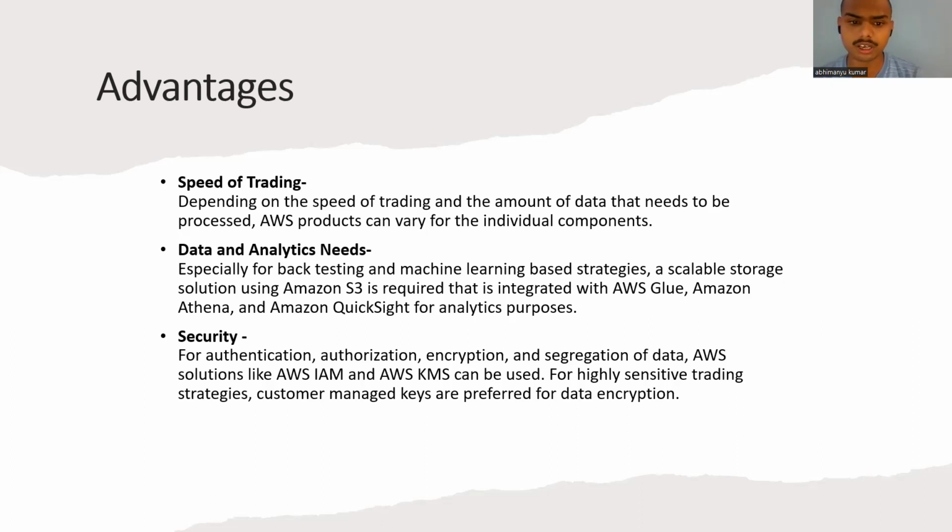Using AWS, we can use data sets from Amazon S3, and then we can integrate with other services like Athena and QuickSight for analytic purposes. Talking about security, two services like AWS IAM and AWS KMS can be used for encrypting and segregation of data.